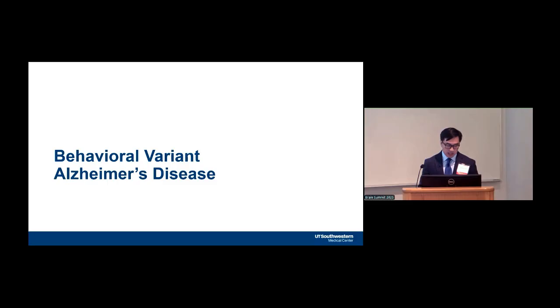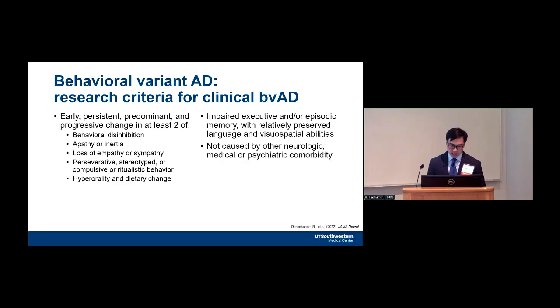The last one I'll talk about is the behavioral variant Alzheimer's disease. Now, the research criteria for this would include having at least two behavioral changes: behavioral disinhibition, apathy or inertia, loss of sympathy or empathy, having more repetitive, perseverative behaviors, and then hyperorality or dietary changes. They would also include the need for impaired executive or episodic memory. And again, not caused by other neurologic or psychiatric conditions.